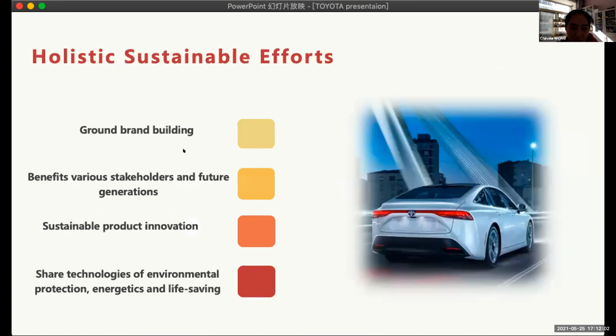Based on the previous analysis, we may see Toyota with significant sustainability in many aspects, like brand building, benefit for various groups, advanced product innovation, and responsibility for the whole society. But there are also challenges to this company. Our group mate Doris will elaborate on it.